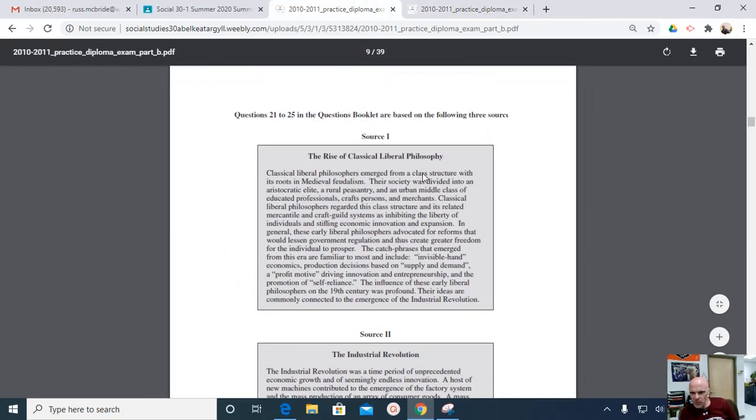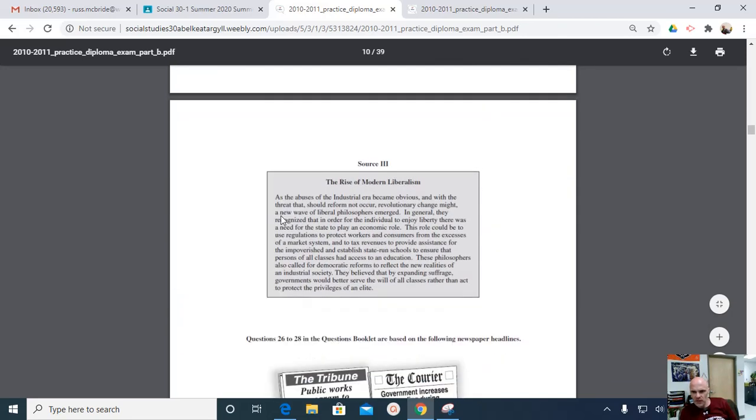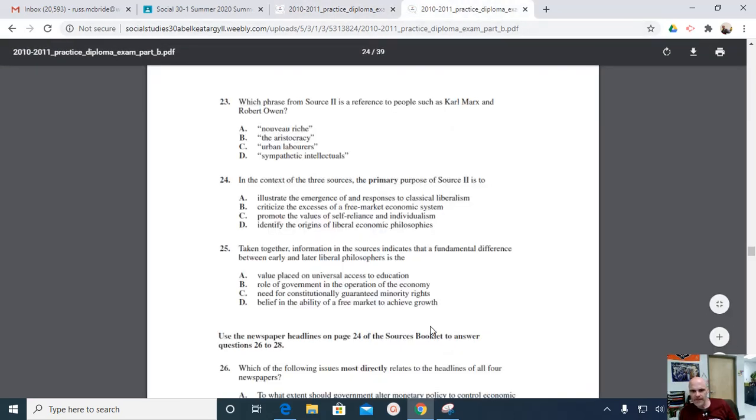Classic liberal philosophers emerged, regarded class structure, mercantilism as inhibiting the liberty of individuals, catchphrase, invisible hand, and so on. So this is Adam Smith, talking about Adam Smith's era. As the abuses in the Industrial Revolution became obvious, and with the threat, should reform not occur, that revolutionary change might come, a new wave of liberal philosophers emerged. So this is modern liberalism, right? Democratic reform, expanding suffrage, regulate and protect workers and consumers.